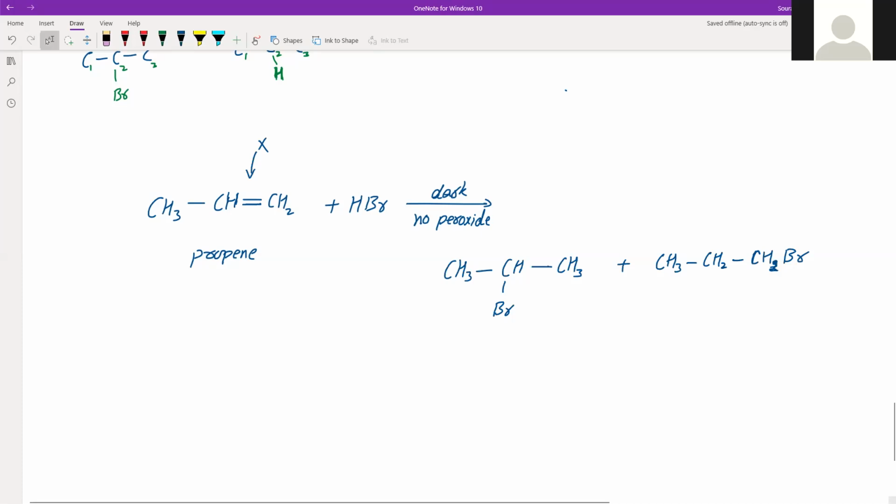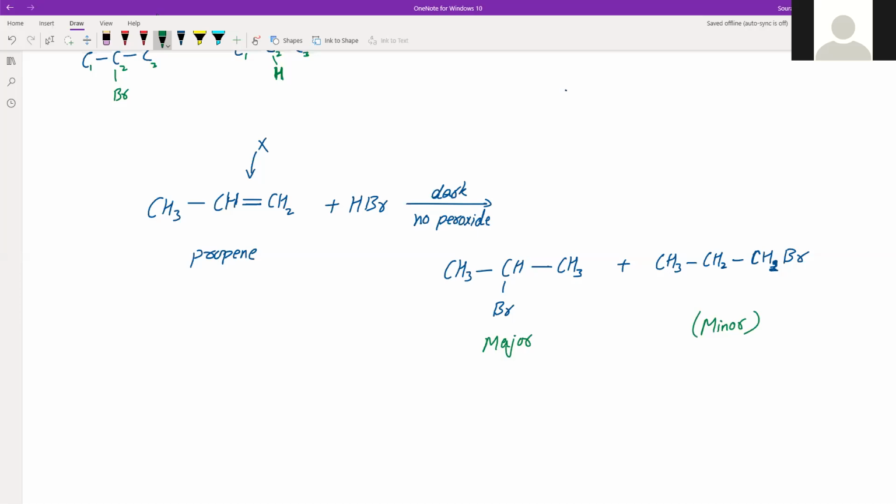So the molecular formula for both of these is exactly the same. There is no difference in the molecular formula. The only difference is the position of Br. The Br is attached to the second or middle carbon in the first, and to the terminal carbon in the second. Theoretically this is possible, but practically what we observe is that the first one is the major product, and this one is the minor one. That means this is produced very little and the first is produced more.